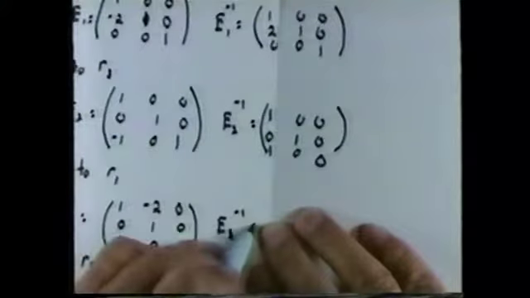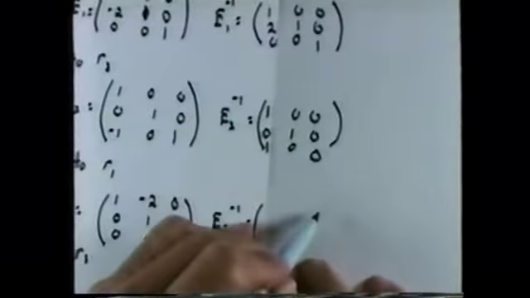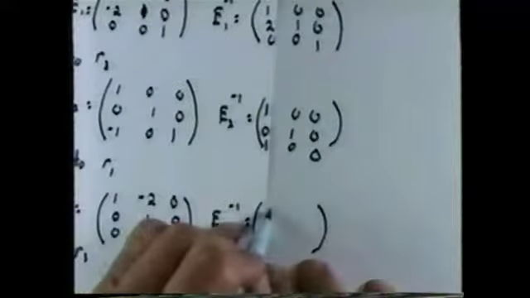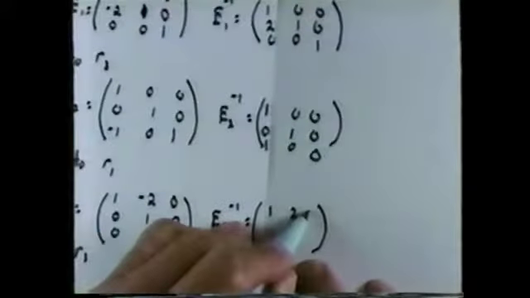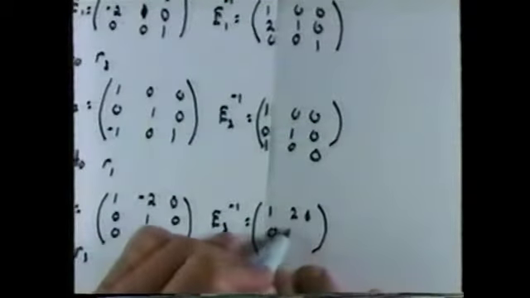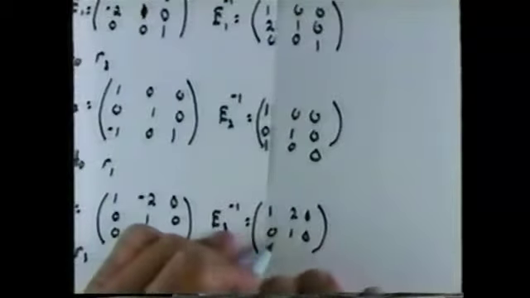E3 inverse. Well, to get E3, we multiply row 2 by -2 and add it to row 1. So I need to multiply row 2 by +2 and add to row 1. So E3 inverse would be 1, 2, 0, 0, 1, 0, 0, 0, 1. Multiply row 2 by +1, add to row 1.